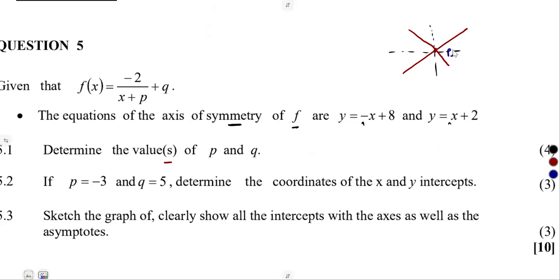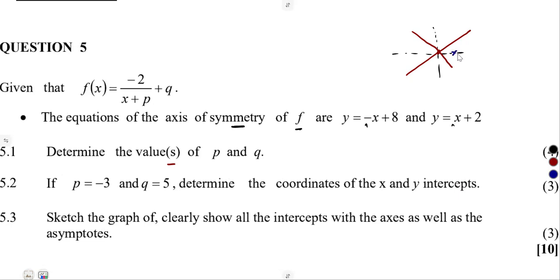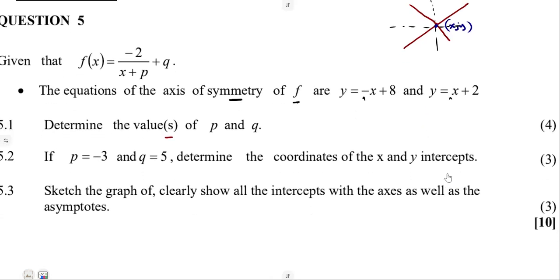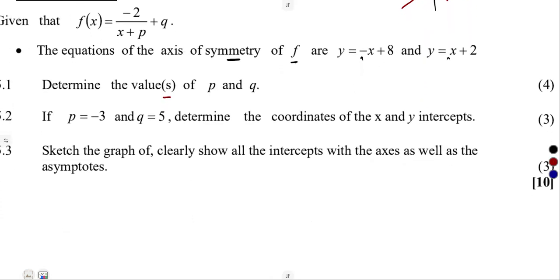Not P and Q, but x and y. There will be x and y there. The value of x and y at the point of intersection is where these asymptotes also pass, so it is actually representing the asymptotes. Here, guys, they just wanted you to play around with these two equations, as you are given the axis of symmetry. Simply solve these two simultaneously.